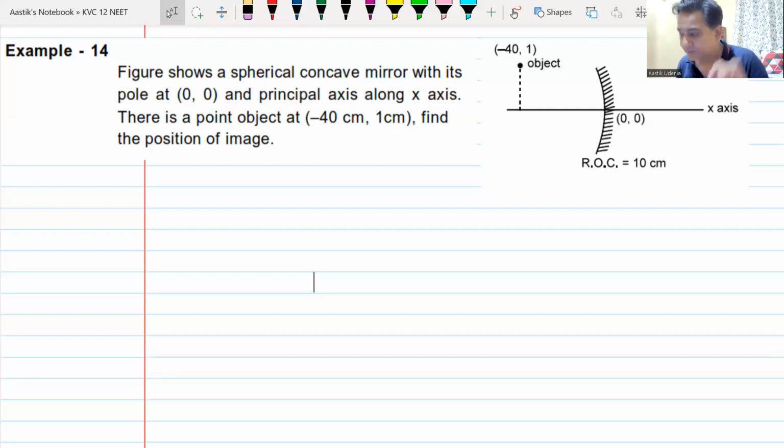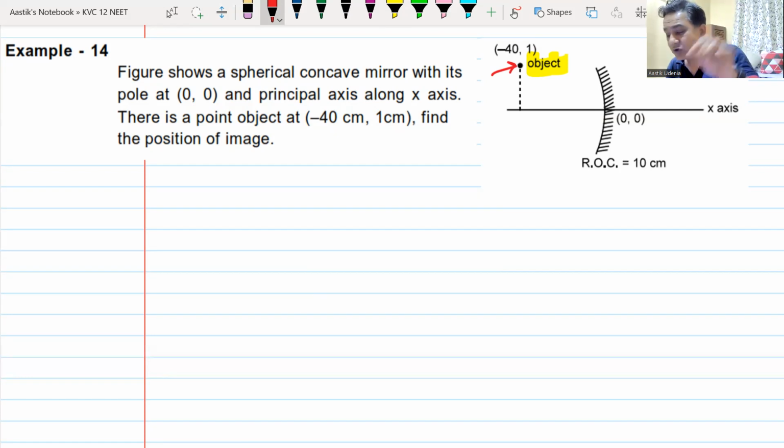The only point of difference here is, in this question, as you can see, my dear friends, the object is a point object. This is the object here. It is not placed on the principal axis. Do you see this? The object is not placed on the principal axis. It is placed above the principal axis.